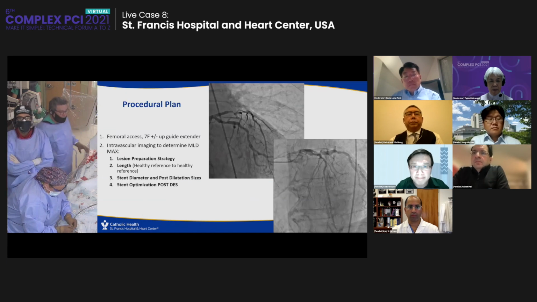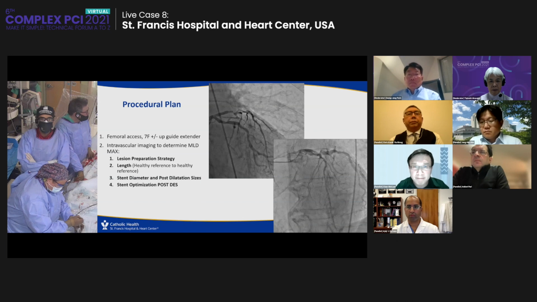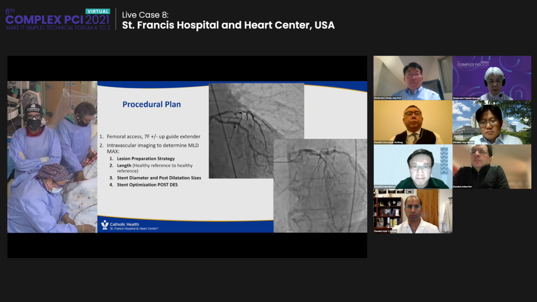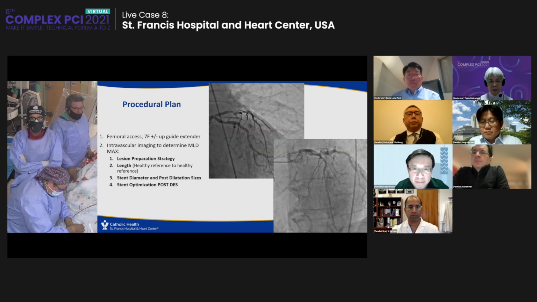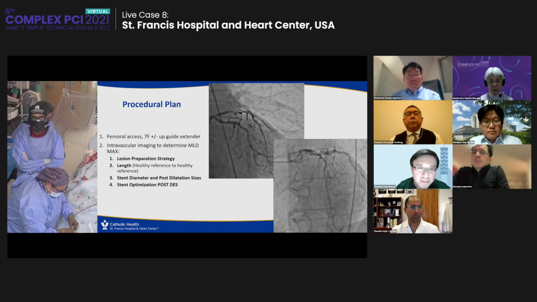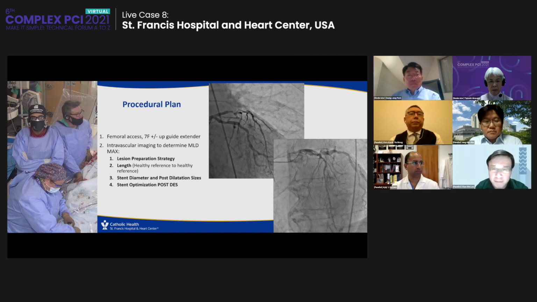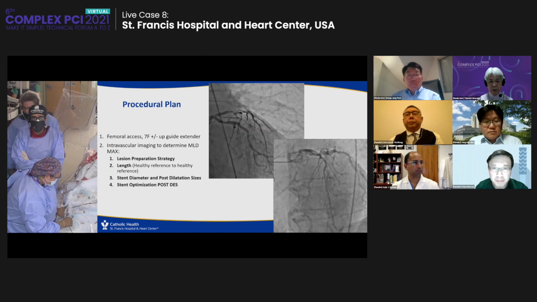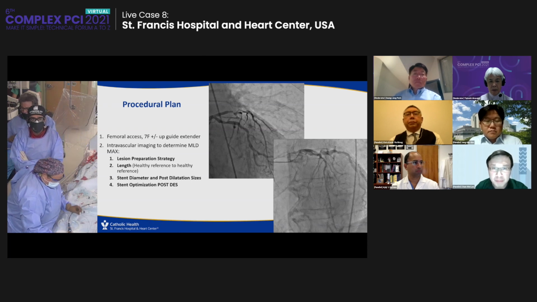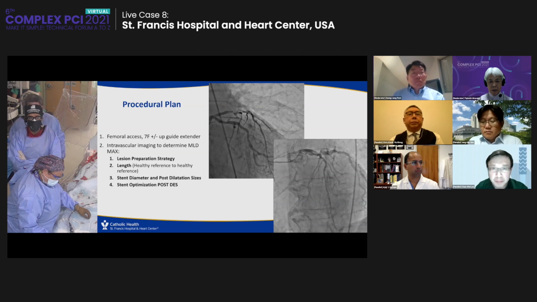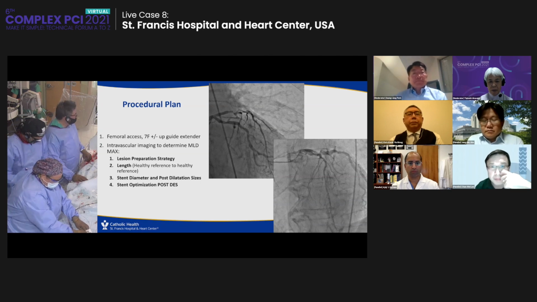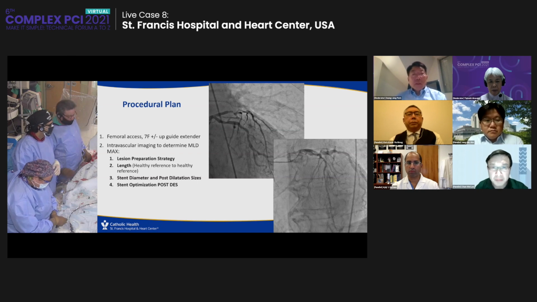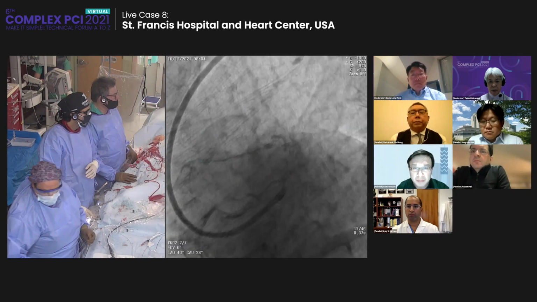Next slide, please. A couple of focuses. Our plan here is femoral access, 7 French, plus or minus a guide extender. We are going to be using the MLD Max intravascular imaging approach to determine our lesion preparation strategy. You'll see these two still frames. On the top frame, you'll see there's a heavy angulation in the proximal LAD, which makes atherectomy potentially unfavorable and in fact potentially unsafe. Therefore, our plan is, if we can deliver, to use Shockwave intravascular lithotripsy to perform this PCI. Let me show you, if you can go to the angiogram, what we've got so far.